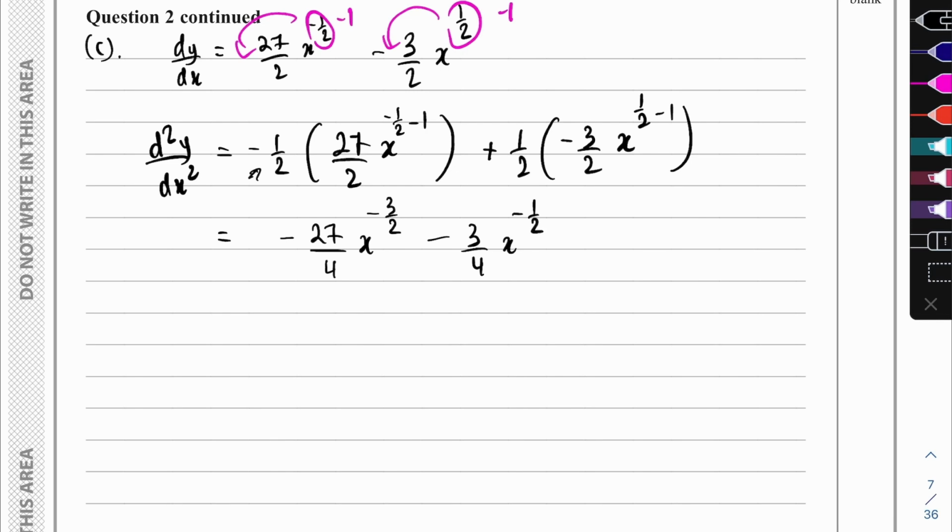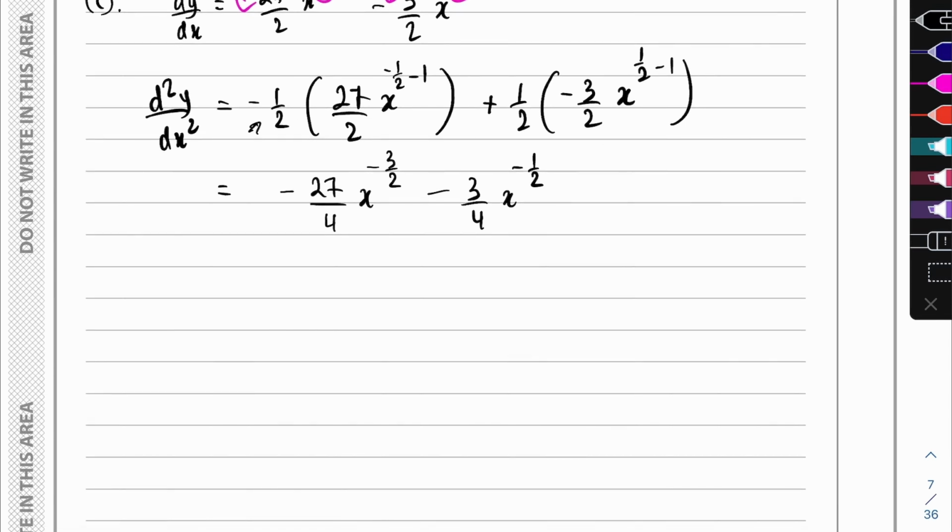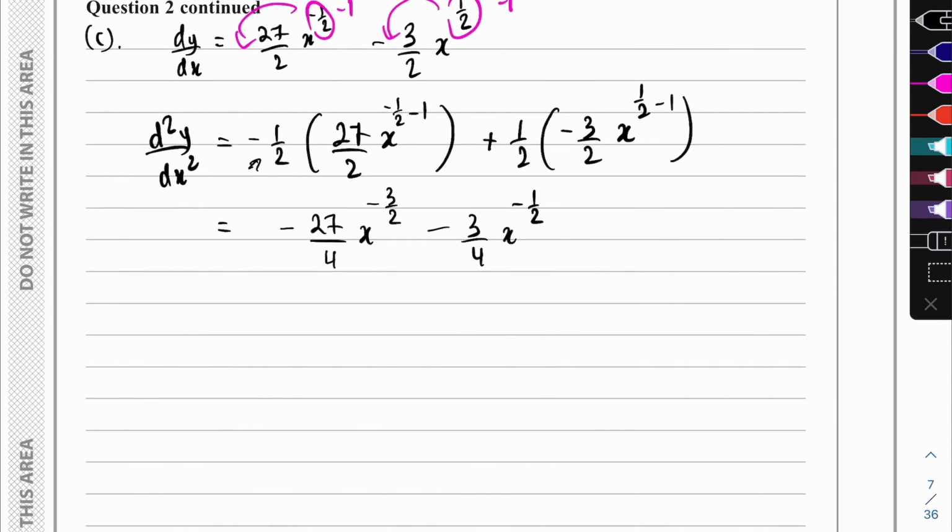Minus a half, and that's it, right? Now we have got to the differentiation. Are we done here? No. Now we need to do what? We need to sub in our x value that we got for the stationary point, which is what?